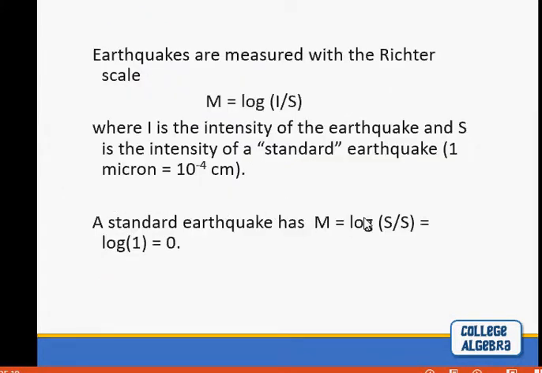I don't have any problems that I'll work out here, but just to show you some other examples of where they use logarithms. Earthquakes are measured with the Richter scale, and those are logarithms because the difference between, say, a 4.0 and a 5.0 or a 5.0 and a 6.0 is actually a magnitude of 10. It's a very large difference. So they measure these things with these logs of these ratios. Your Richter scale measure, M, is equal to the common log of I over S, where I is the intensity of the earthquake you're measuring, and S is what scientists have measured as the standard earthquake, 1 micron, 10 to the negative 4 centimeters.